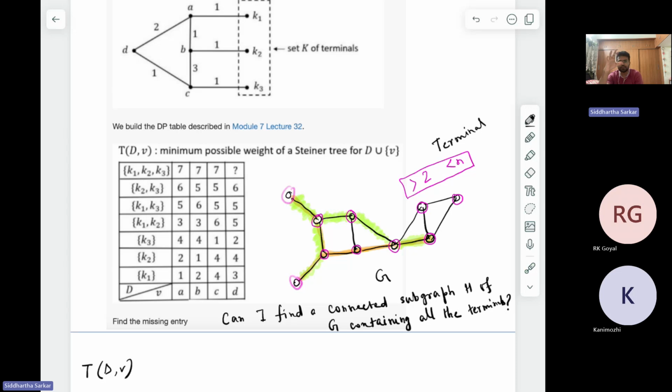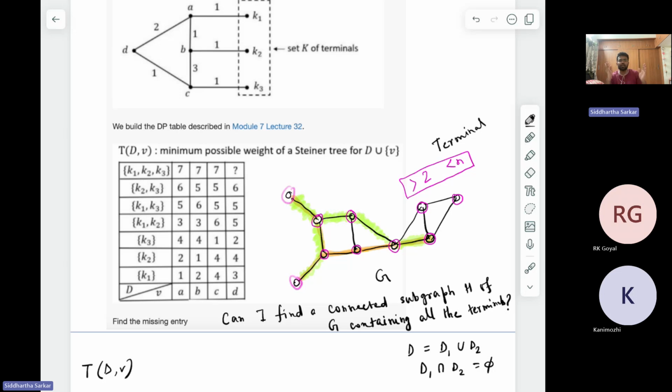Now we have got a fairly good idea about how to go about writing this recurrence. Let us say that this set of terminals D, which is given to us, we break into two parts. So we write D equals D1 union D2, where D1 and D2 are disjoint.